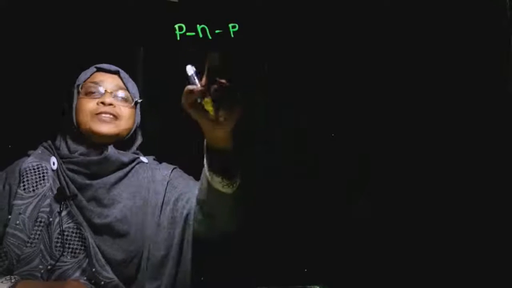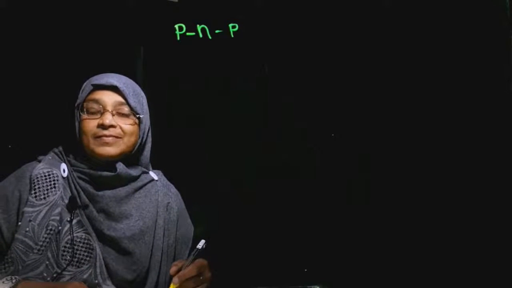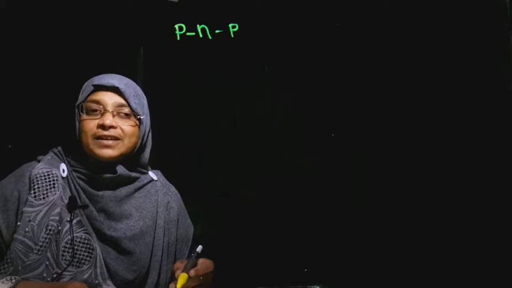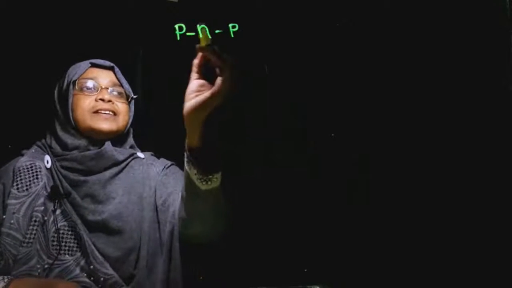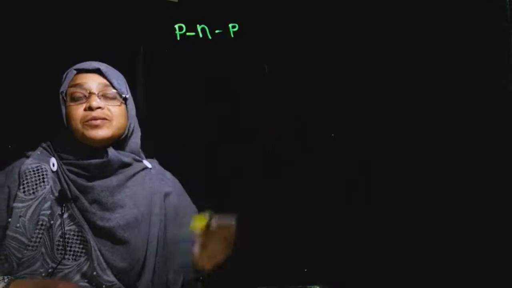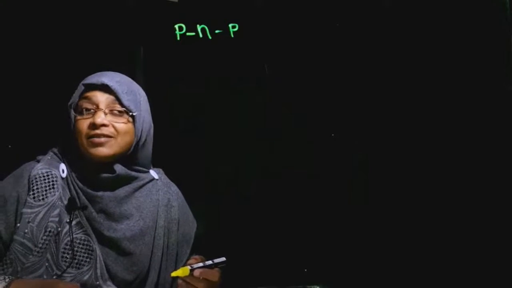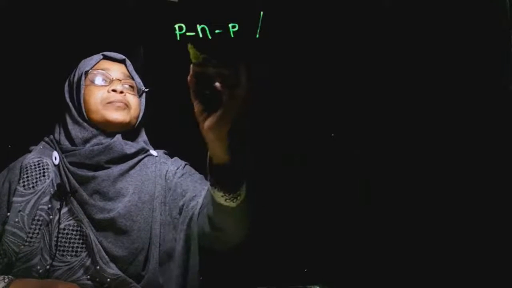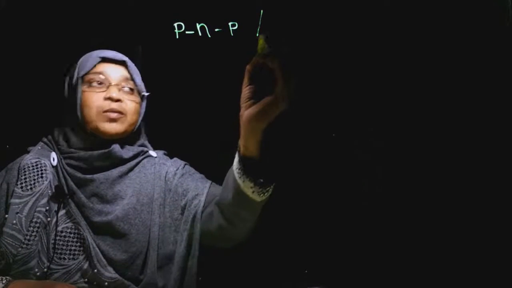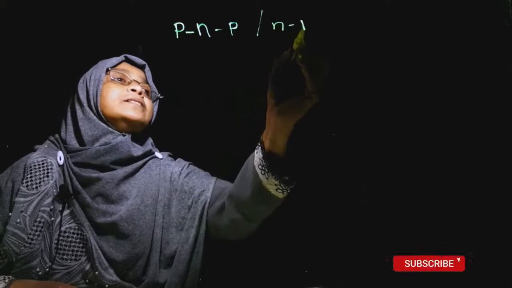There are two junctions. The electronic component constructed using these two junctions is called a transistor. It can be PNP or NPN.